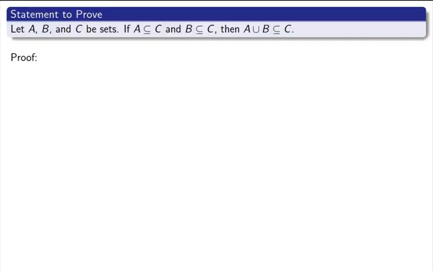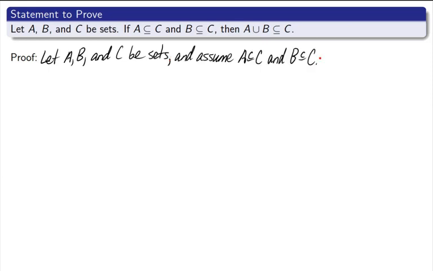Here's our first example. Let A, B, and C be sets. If A is a subset of C, and B is a subset of C, then A union B is a subset of C. Let's start off with our usual arbitrary set statement. Let A, B, and C be sets. Now we'll make the assumptions. And assume A is a subset of C, and B is a subset of C. Now what we want to show is that A union B is a subset of C.